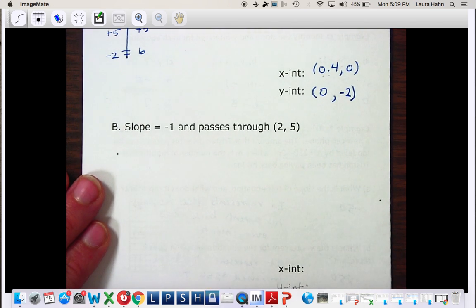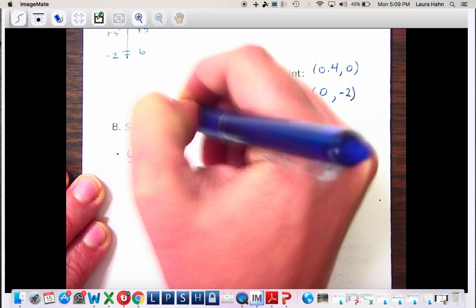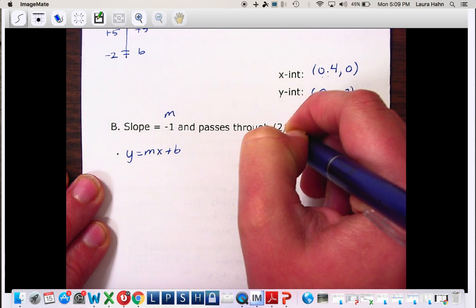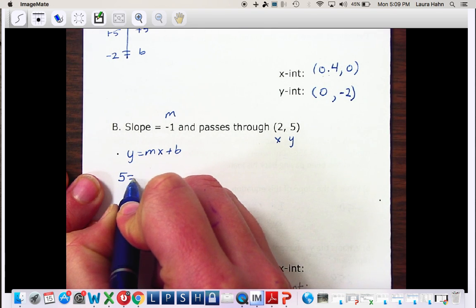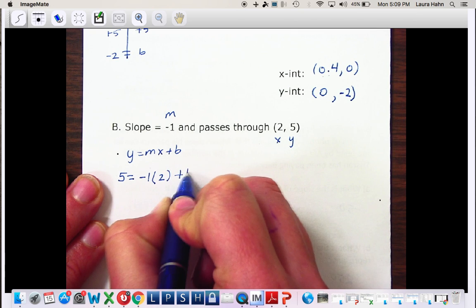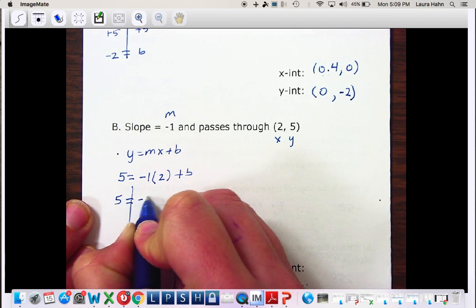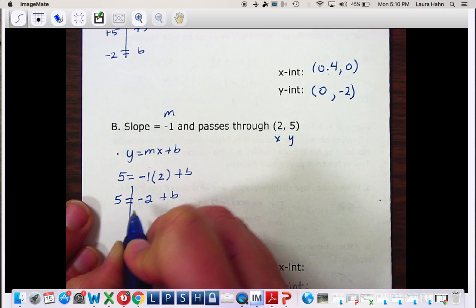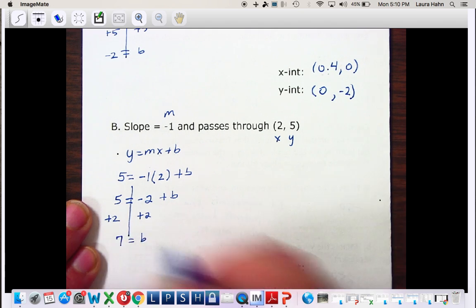Okay, so we're trying to write an equation, y equals mx plus b. We know my slope is m. We know that we can use any point to find an x and a y value. So let's plug in. So I have 5 equals, my slope is -1 times x, which is 2, plus b. So let's solve. 5 equals -2 plus b. Going to add 2 to both sides. So I have b equals 7.